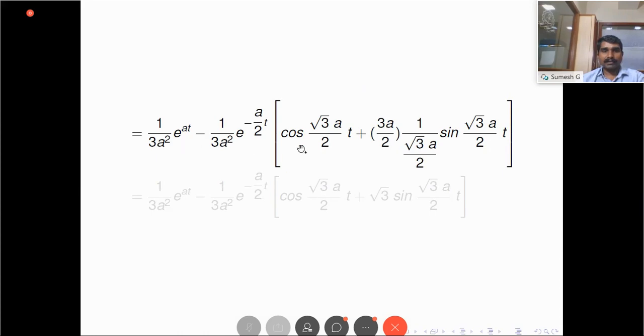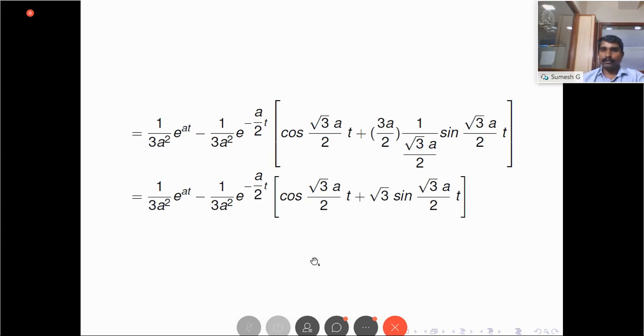By taking the inverse, you obtain the result. This reduces to 1 by 3a square into e raised to at, minus 1 by 3a square into e raised to minus a by 2 t cos root 3a by 2 t plus root 3 into sin root 3a by 2 t. So for this question, the denominator was of third degree. So first we factorize and then apply partial fractions.